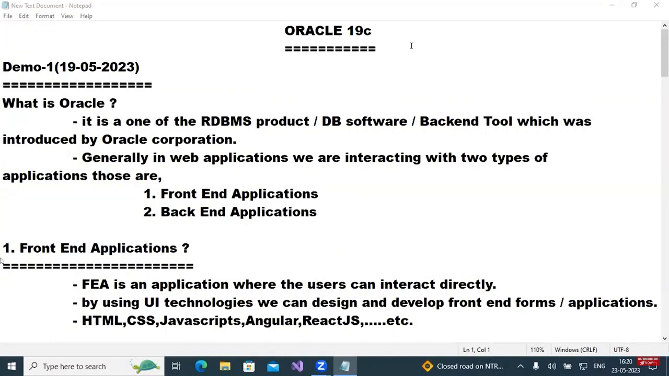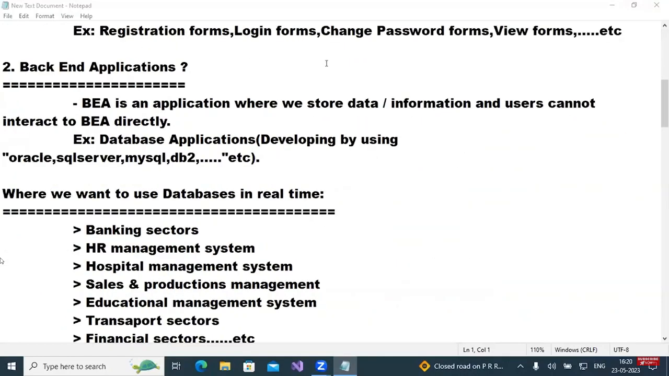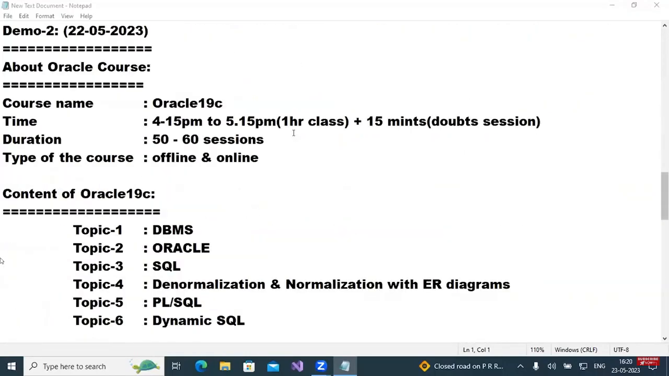So yesterday, in your second demonstration, I gave some information about your course: what we are going to be learning, what concepts we are going to be covering in this course, what the duration is, what the timings are, etc. We will discuss that. And if any newcomer is there, offline or online, please pay attention. This is the information about your course, duration, timings, and the contents of your Oracle course, what we are going to cover.